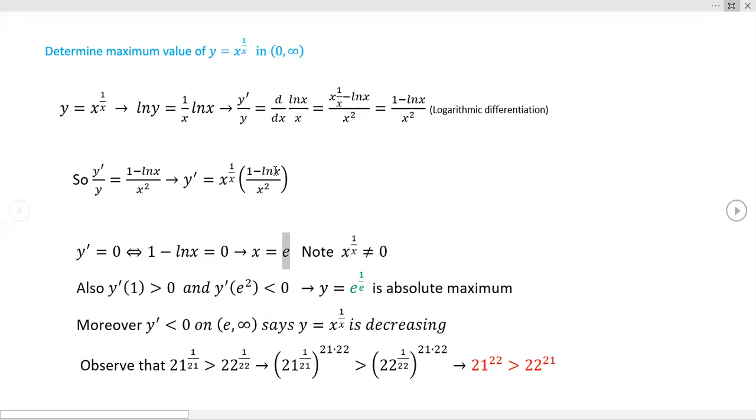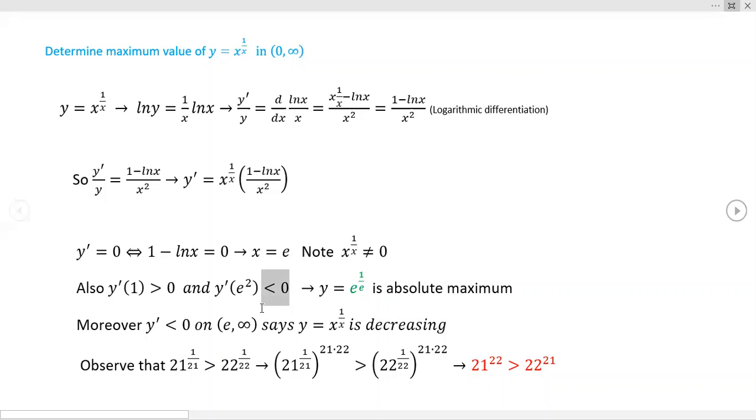If you put 1 right here, this is just 0. Everything else is positive, right? So y prime at 1 is positive. Now y prime at e squared, that's another nice choice. It's a number bigger than e. If you put e squared in right here, you get ln of e squared, but ln of e squared is just 2. So you would get 1 minus 2, which is negative. That explains this minus right here, okay?